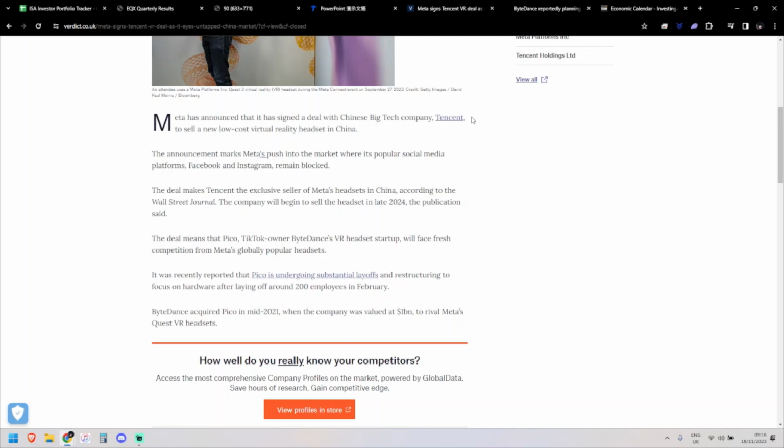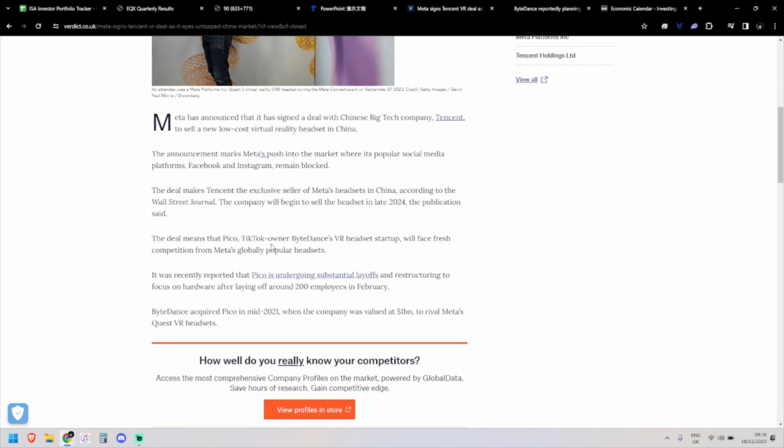So partnering up with Tencent, Meta designing the headset and having it manufactured, and Tencent being the exclusive seller, and putting a bit of their own software, a bit of their own spin on it, and distributing around China could be very interesting.